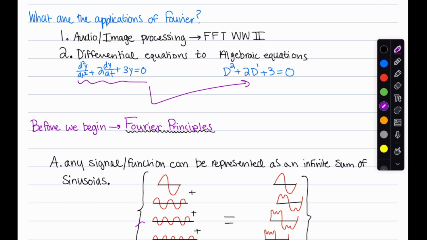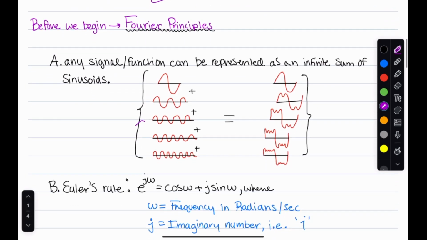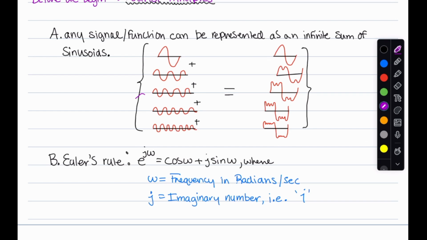Before we actually get into the transform, we need to go over two things. The first is Fourier principles, right? What are the mathematical principles that help us conceptualize and understand why Fourier works? The first one is that any signal or function can be represented as an infinite sum of sinusoids.